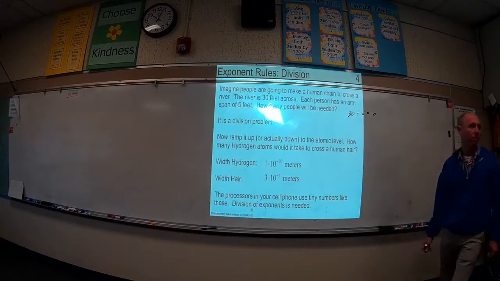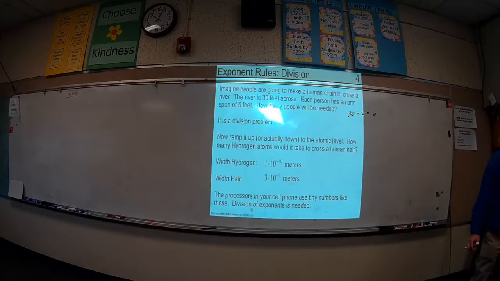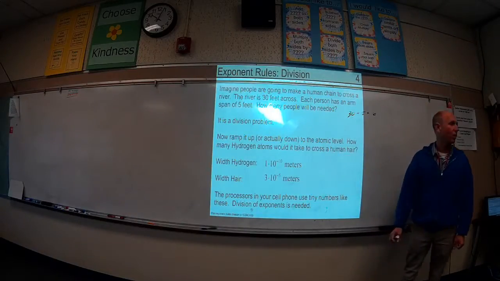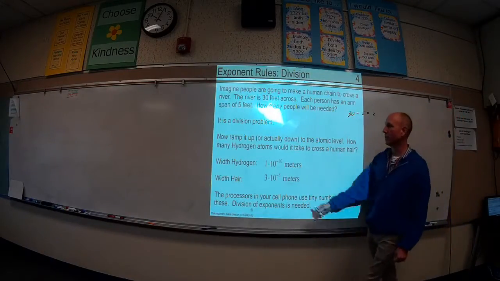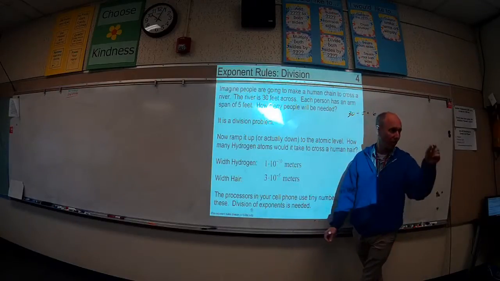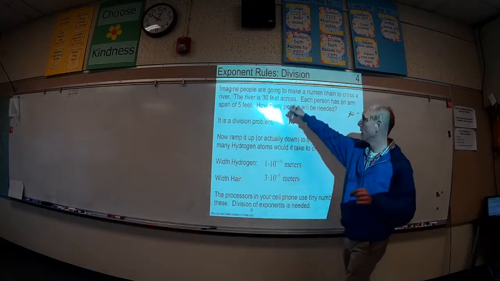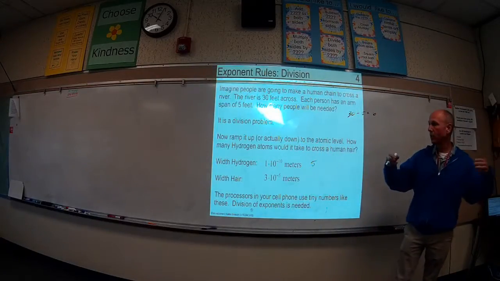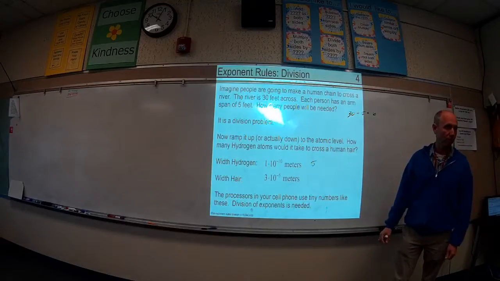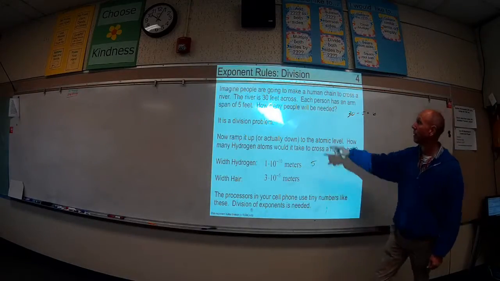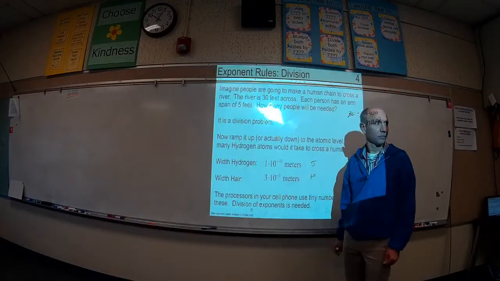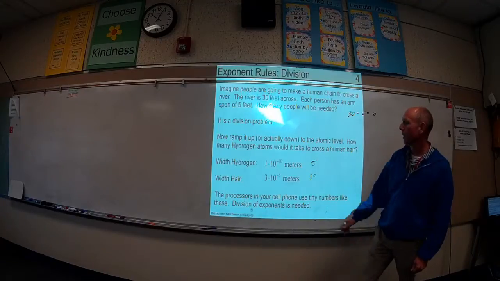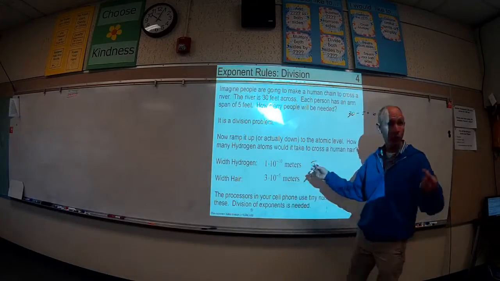But let's ramp it up. More specifically, let's make it teeny tiny. How many hydrogen atoms would it take to cross a human hair? Well, a hydrogen atom is 1 times 10 to the negative 10 meters across. That's equivalent to the 5 feet. The width of the human hair is 3 times 10 to the negative 5. Well, that's the 30 feet. So those are the two things.